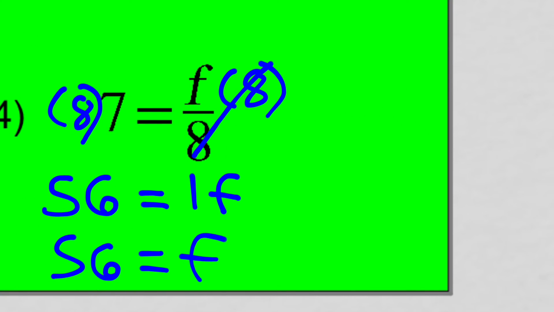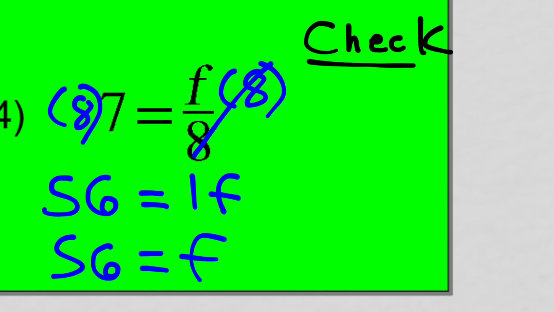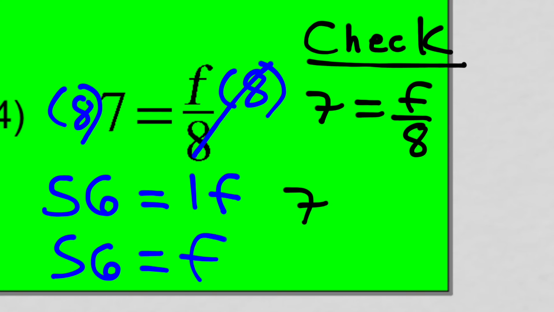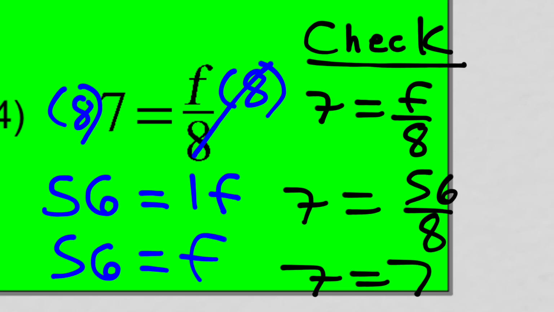And then we check it. 7 equals f divided by 8. 7 equals 56 divided by 8. 7 equals 7.